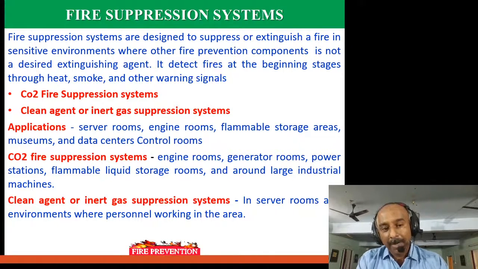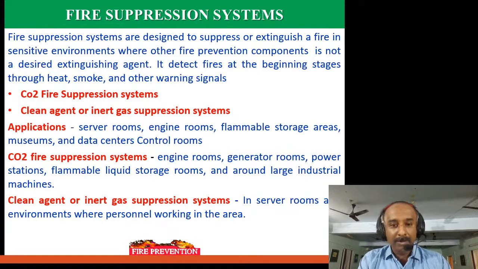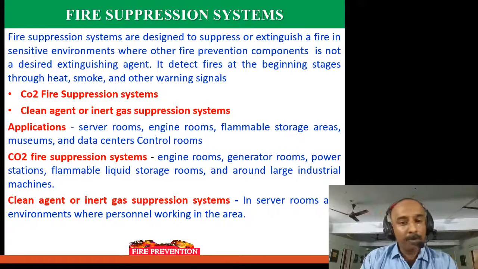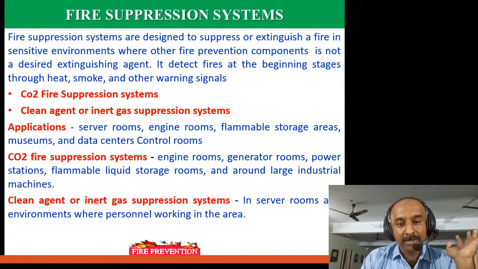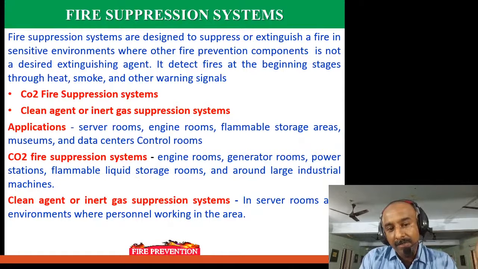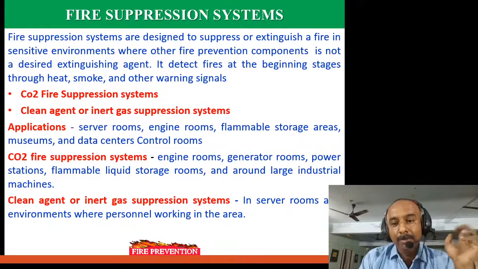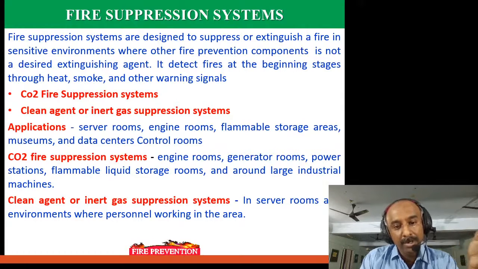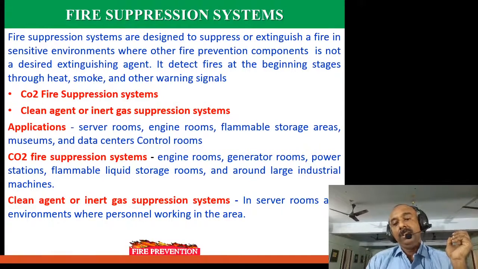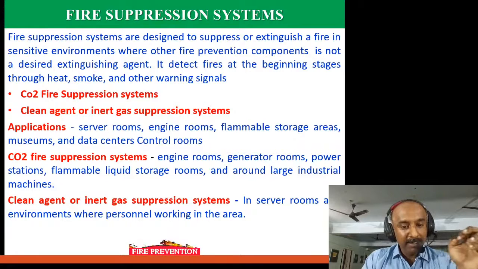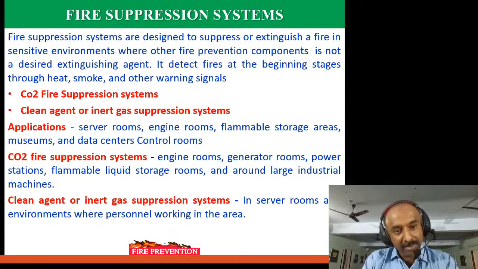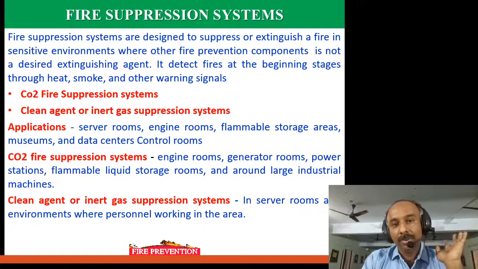The applications are server room, engine room, flammable storage area, museum and data center control room. In such places, it is not possible to use the sprinkler or any other fire protection system, so this is the most suitable system. The CO2 fire suppression system is exclusively used for engine room, generator room, power station, flammable liquid storage room and around large industrial machines. The clean agent or inert gas suppression system finds its application in environments where there is a personal working area. In such situations, the CO2 suppression system should not be used.